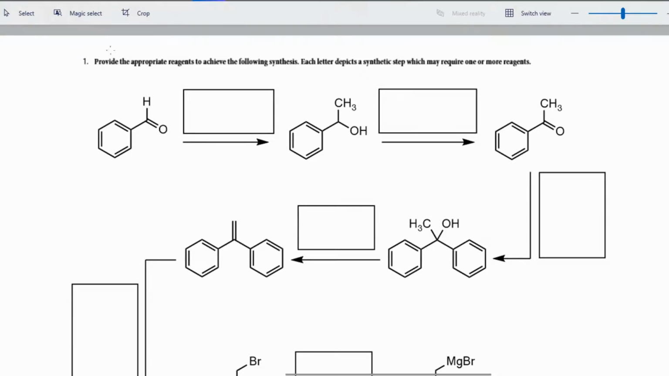All right, so let's look at the first question. It asks us to provide the appropriate reagents to achieve the following synthesis. Now you can disregard the second part here because obviously that doesn't matter. I didn't write the question the same way I ended up putting it on the paper.